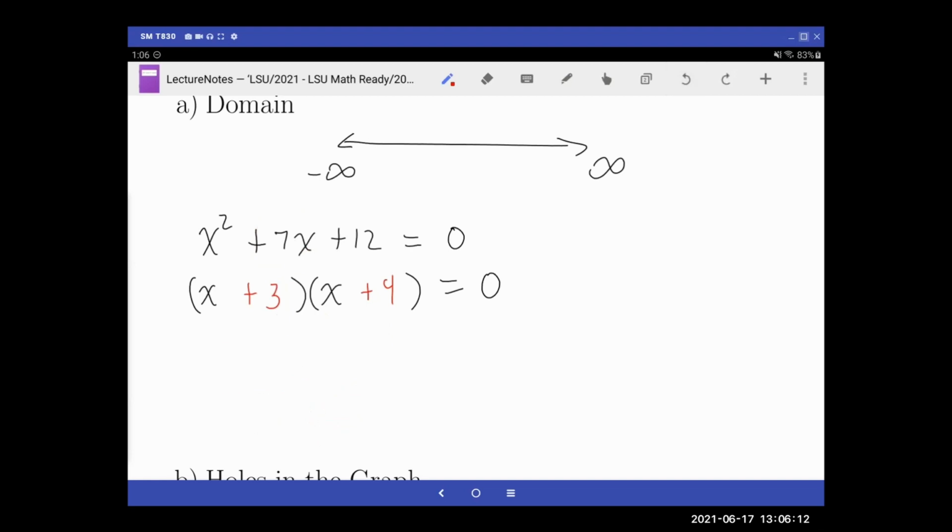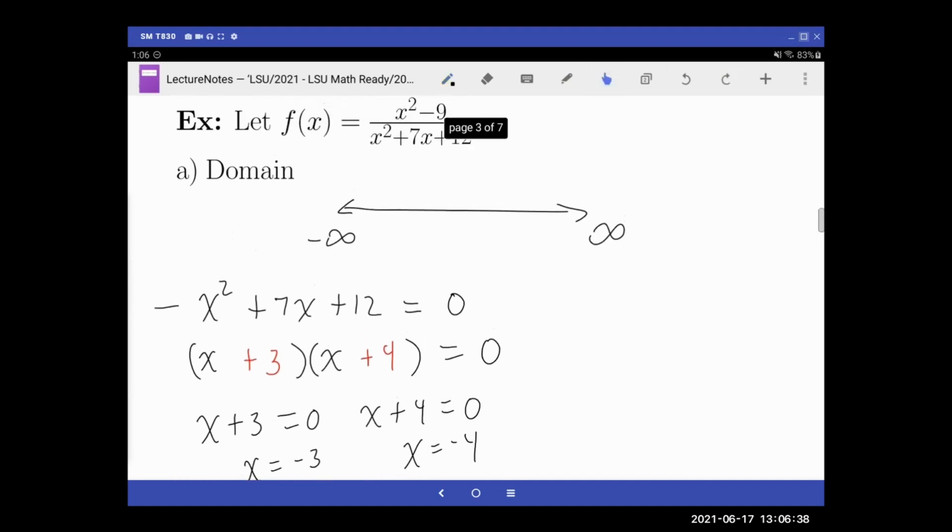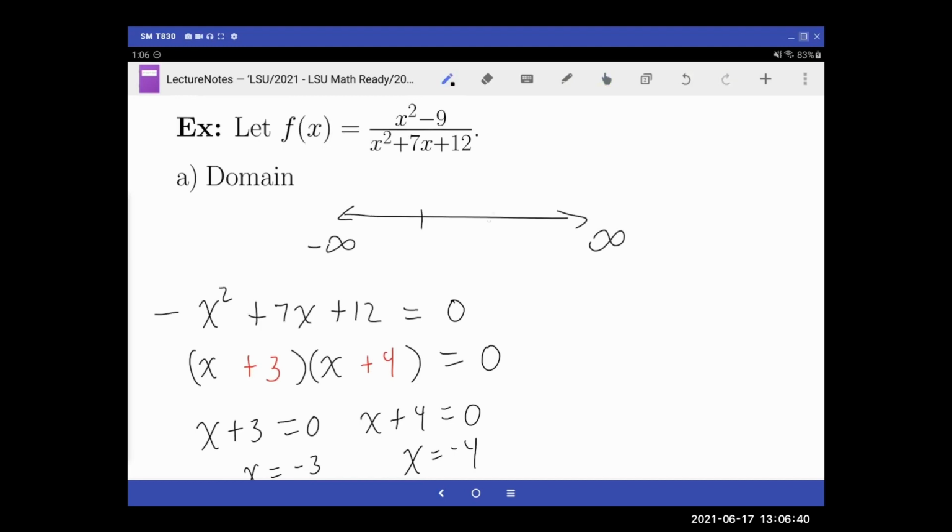So x plus 3, x plus 4 equals 0. Set these individually equal to 0 to solve them using the zero product property. Subtract 3 from both sides. Subtract 4 from both sides. Okay, so those are two values that if I plug them into this expression here, I get 0. So I have to take those out of my domain. -3 and -4. Now, be careful, -4 goes to the left of -3, so make sure you put them in order.